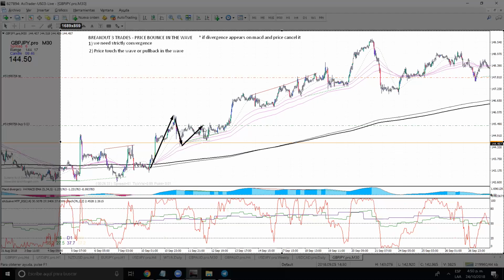The price goes and touches the wave, the price goes and touches the wave. I mean in this case the price touches or pulls back into the wave. Right. Third rule.